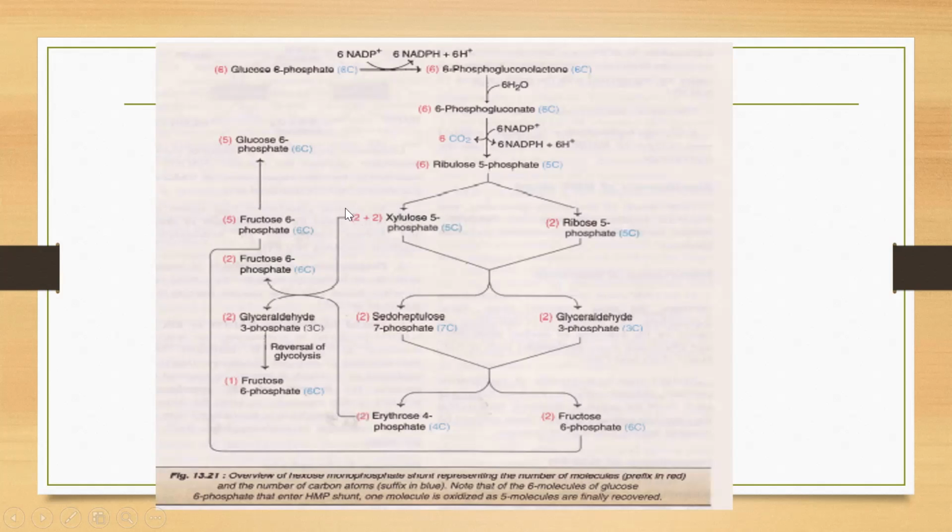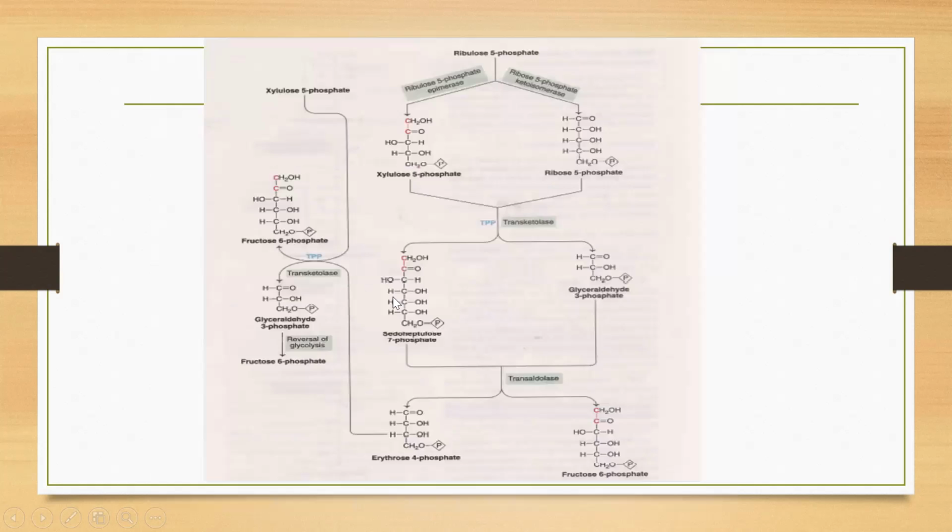Okay, so then these 2 molecules of xylulose 5-phosphate again combine with the 2 molecules of erythrose 4-phosphate, and we will get the formation of fructose 6-phosphate and glyceraldehyde 3-phosphate. And then this fructose 6-phosphate and this glyceraldehyde 3-phosphate will enter into glycolysis or reversal of glycolysis, and we get the formation of the glucose molecule or the pyruvate or carbon dioxide molecule. So this is the overall process of the pentose phosphate pathway.